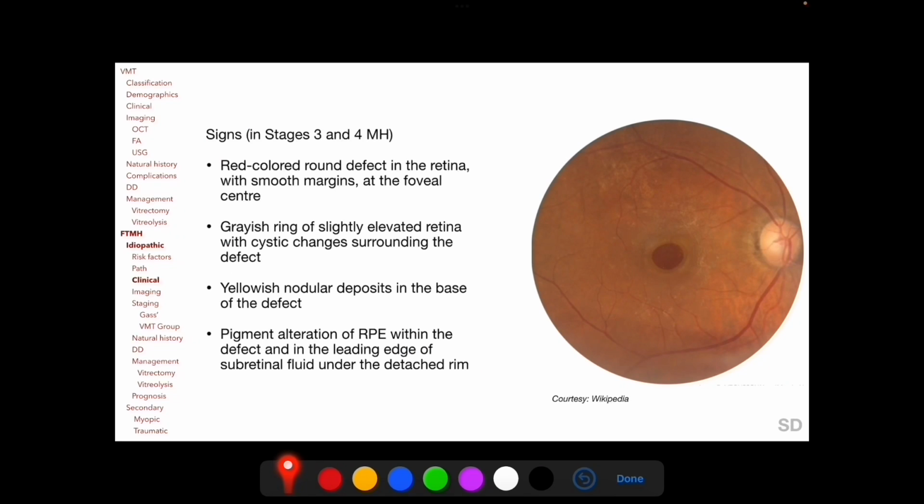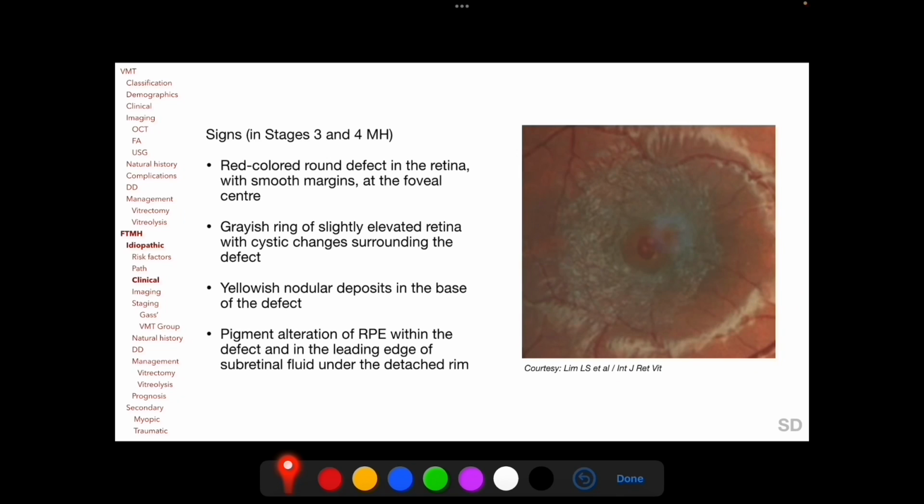A well-developed full-thickness macular hole, we will be defining the stages of macular hole later in this session, appears on ophthalmoscopy as a red-colored round defect in the retina with smooth margins at the foveal center, often with a grayish ring of slightly elevated retina with cystic changes surrounding the defect. Yellowish nodular deposits may be found in the base of the defect, and pigment alteration of retinal pigment epithelium within and surrounding the defect can occur in long-standing macular holes.